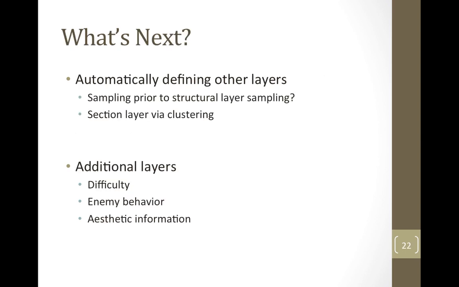So what are we working on next? We want to not have to define our layers manually. We'd like to be able to either sample these layers prior to sampling the structural layer or at the same time, or define them in some automatic way. And we also want to explore additional layers that capture maybe more meta information, such as difficulty curves or aesthetic information, things like that.